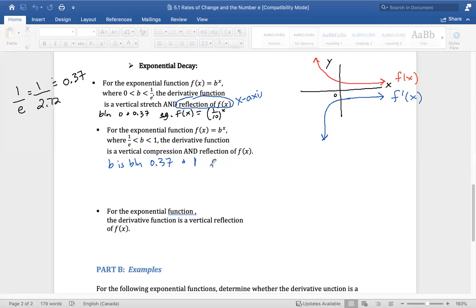So let's say f of x, something bigger than 0.4. So let's say 7/10 to the power of x. So that would be 0.7. That's in between these values, right?